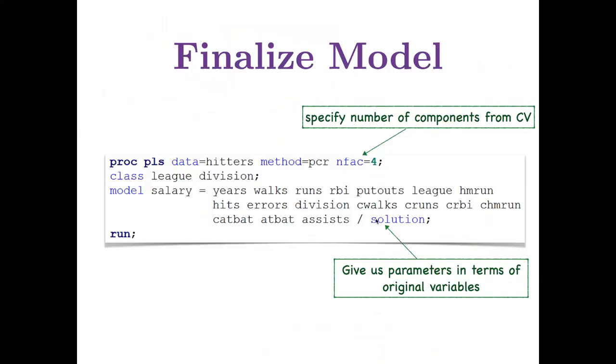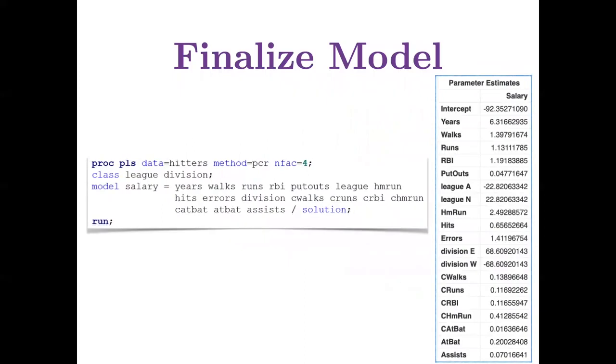If we add the solution option on the model statement, that will give us the parameters in terms of the original variables. So when I provide that solution option, I get this final table of parameter estimates. Now that's all that comes out. I don't get any of the hypothesis test information or standard errors. Because I have introduced bias into the model, I know from the theory that I should get a large reduction in the variability of these estimates, but I cannot tell you anything about the distribution under the null hypothesis.